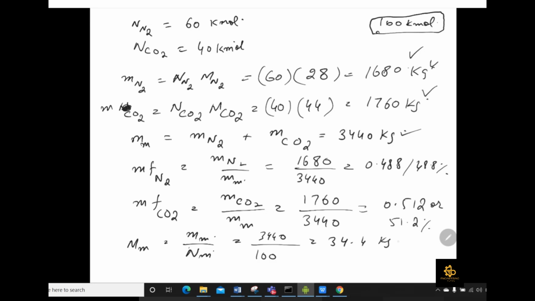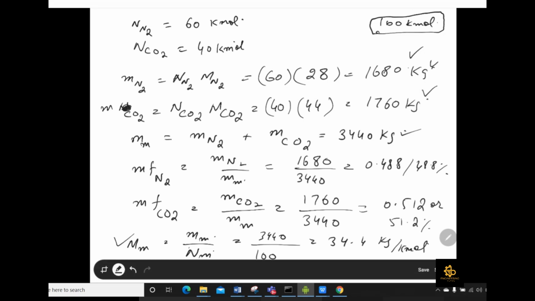34.4 kilogram per kilomole. Okay, so here we have the molar mass of the mixture also. You want to note it down and move towards the next part.